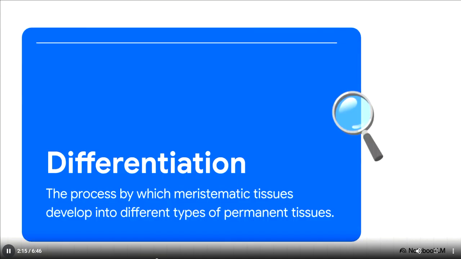So once these new cells are made, they can't just be generic builder cells forever, right? They have to specialize. They go through this amazing process called differentiation, where they basically pick a career and mature into a specific type of cell with a permanent job. This is how a brand new cell becomes part of a leaf or a root.